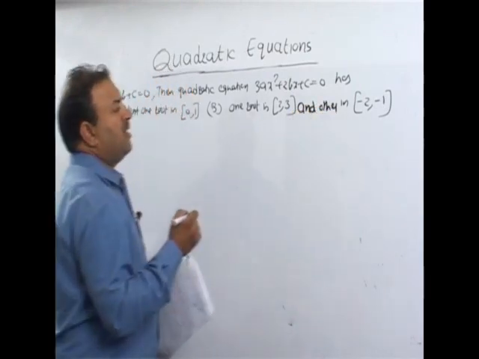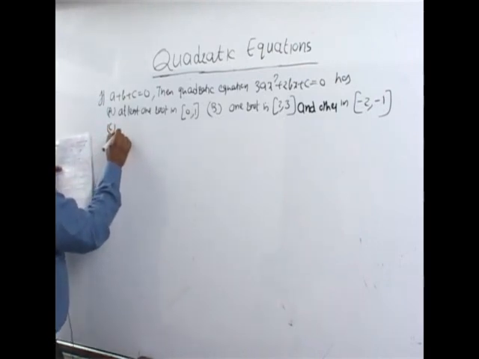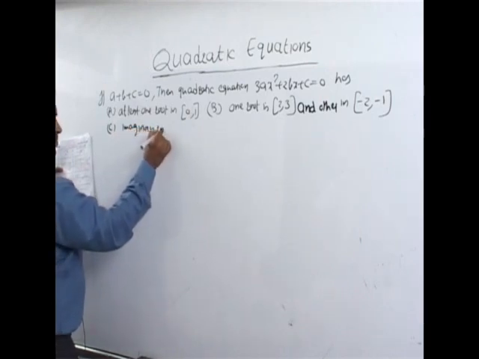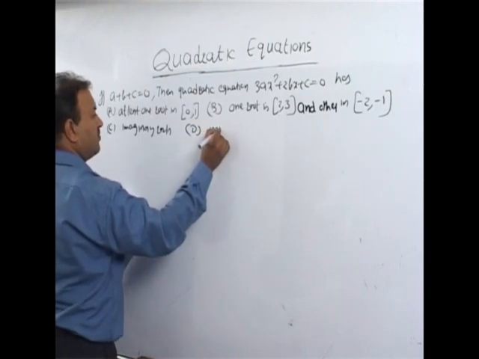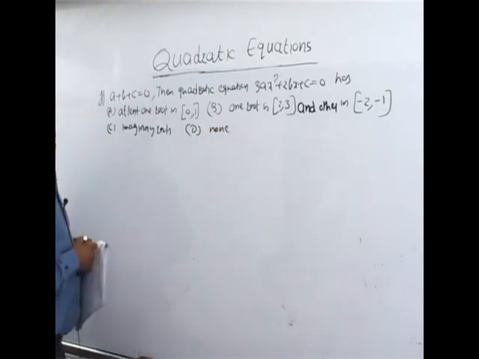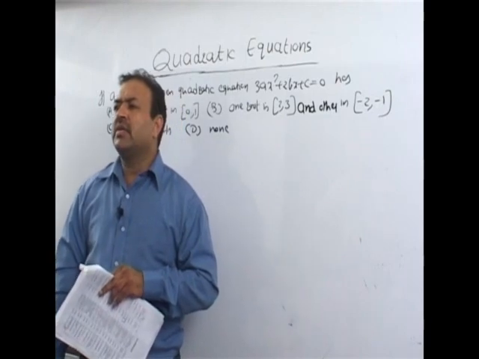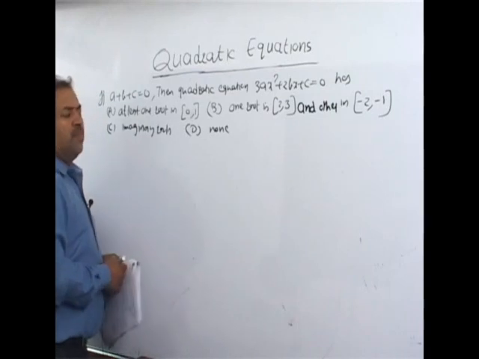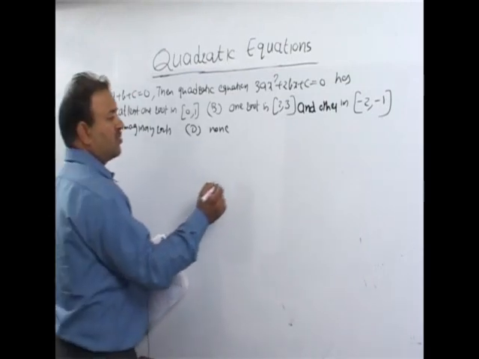And the other is -2, -1. The C option given is imaginary roots, and the D option is none of these. We'll do this question by using the concept of Rolle's theorem. What is Rolle's theorem? It is a part of the topic of application of derivatives in class 12.